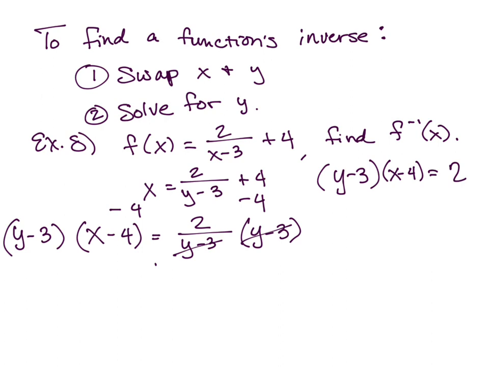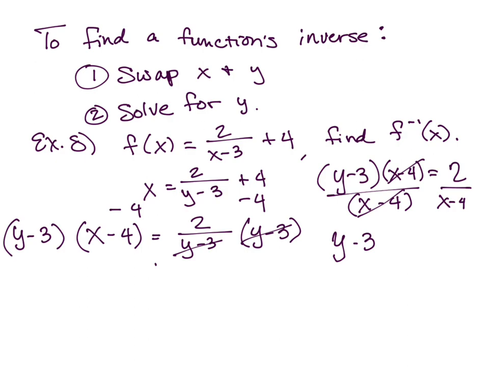Anybody have any gut instincts about what to do next? What's happening between this y minus 3 and this x minus 4? They're being multiplied. So if I want to break them apart, what could I do? Divide by the one that I don't want over here. I don't want that x minus 4 on this side. That'll cancel him off.